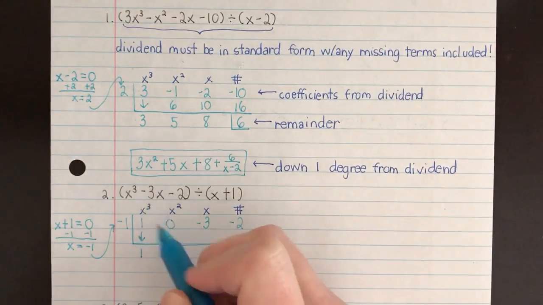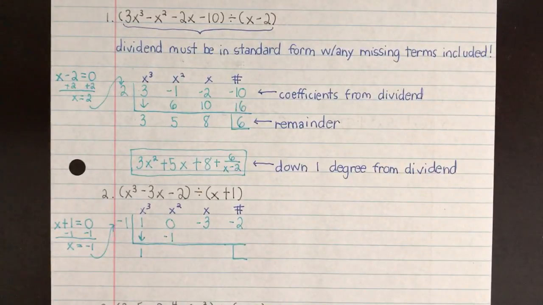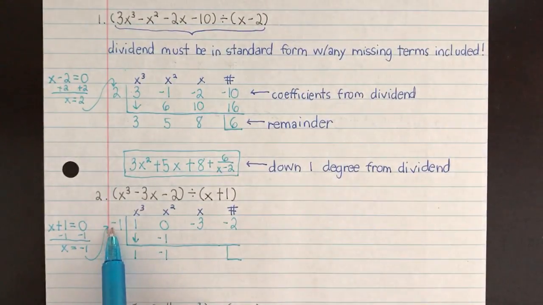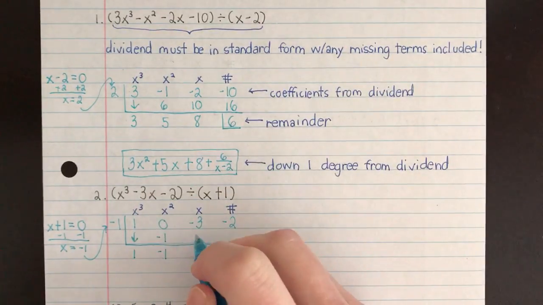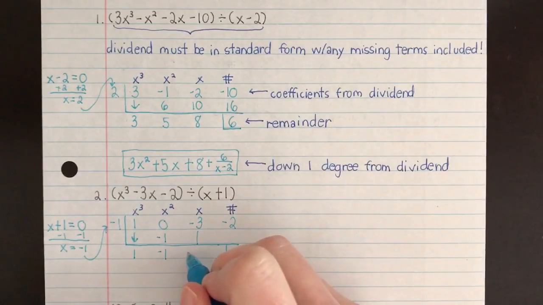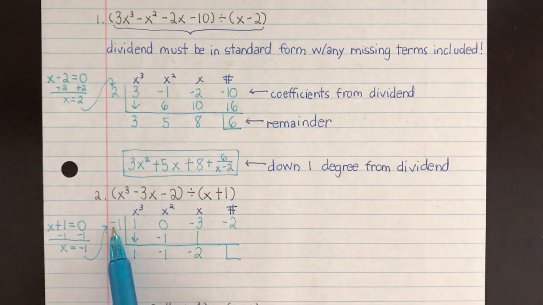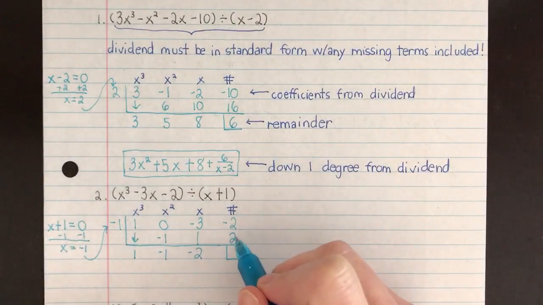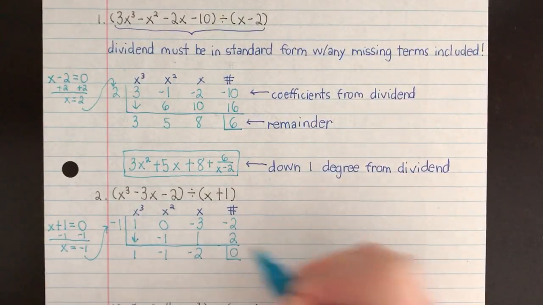-1 times 1 is -1. And then 0 plus -1 is -1. -1 times -1 is 1. -3 plus 1 is -2. And then -1 times -2 is 2. -2 plus 2 is 0.